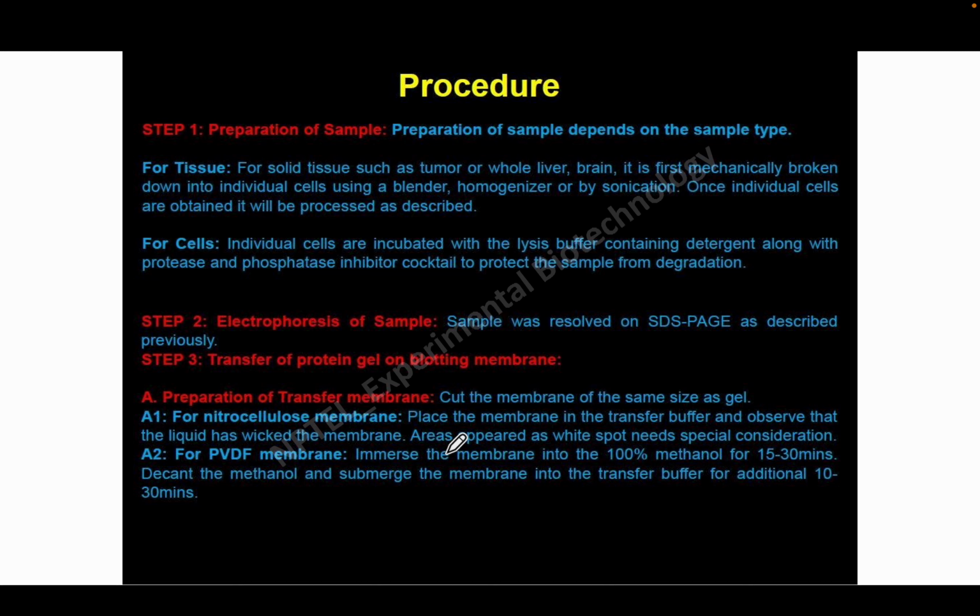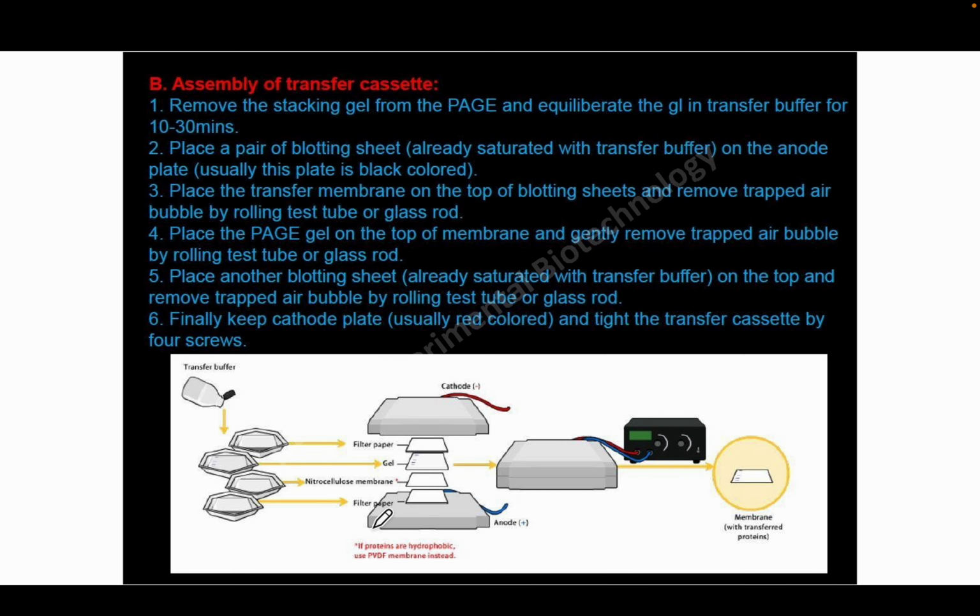At first you have to prepare your sample. The sample preparation is very much similar to the others, and the main thing is the transfer of protein from the gel onto the blotting membrane. So you have to prepare the transfer membrane. Cut the membrane to the same size as the gel. For nitrocellulose membrane, place the membrane in the transfer buffer and observe that the liquid has wicked through the membrane. Areas that appear as white spots need special consideration. For PVDF membrane, immerse the membrane in 100% methanol for 30 seconds to 1 minute. Decant the methanol and submerge the membrane in the transfer buffer for an additional 10 to 30 minutes.